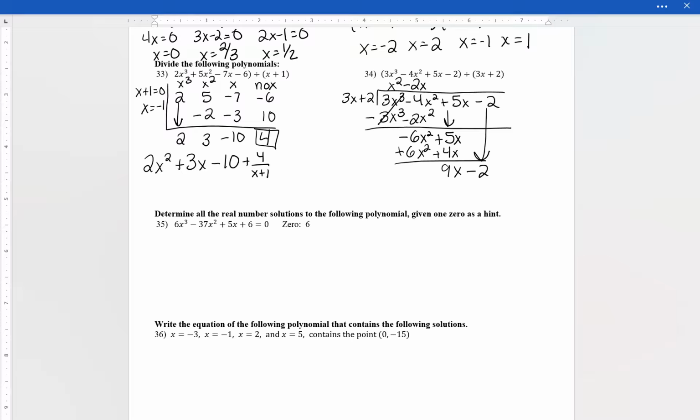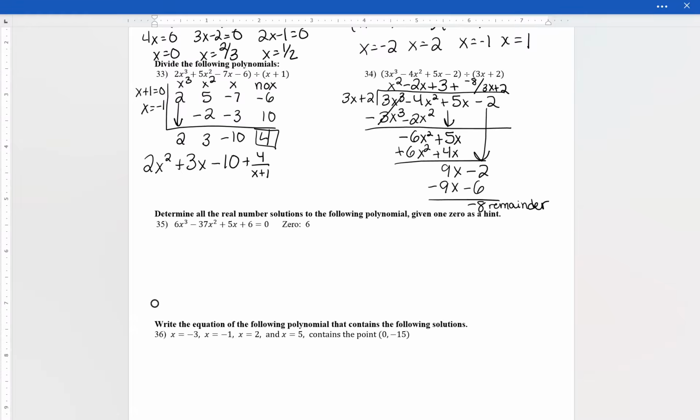So something times 3x gives me 9x. And you're saying, well, Marsh, that would be plus 3. So now let's multiply. 3 times 3x gives me 9x. 3 times 2 is 6. Change your signs. I got negative 8 for my remainder. Now, to write my remainder, just like I did over here, I'm going to put plus, but you could technically put a minus here as well. Negative 8 over the guy I divided by, 3x plus 2.